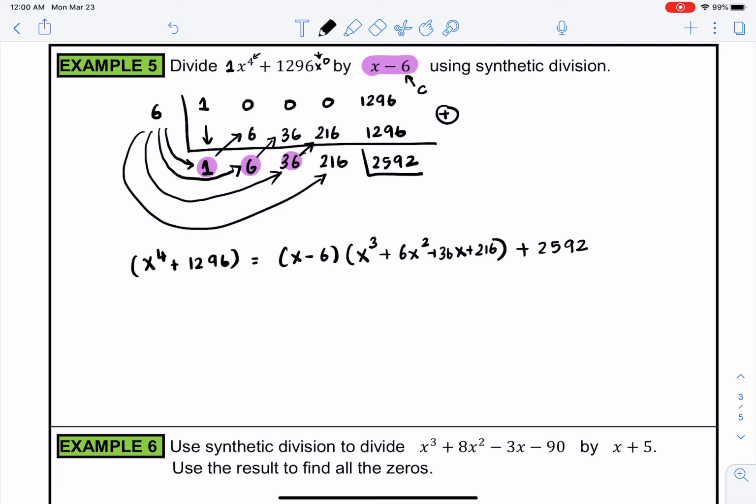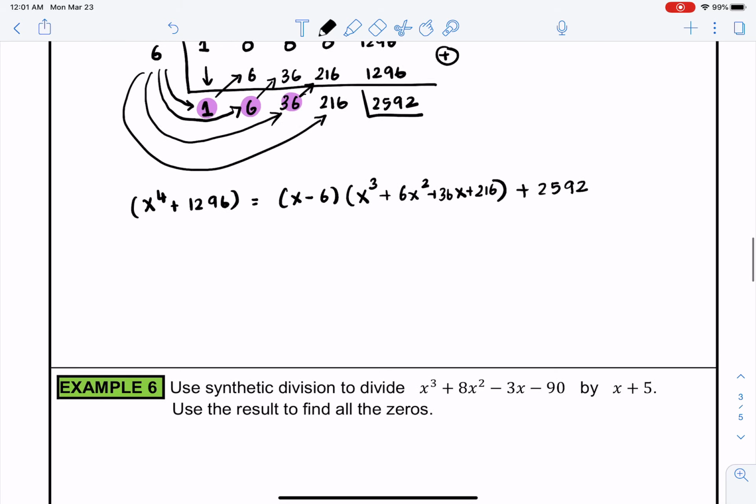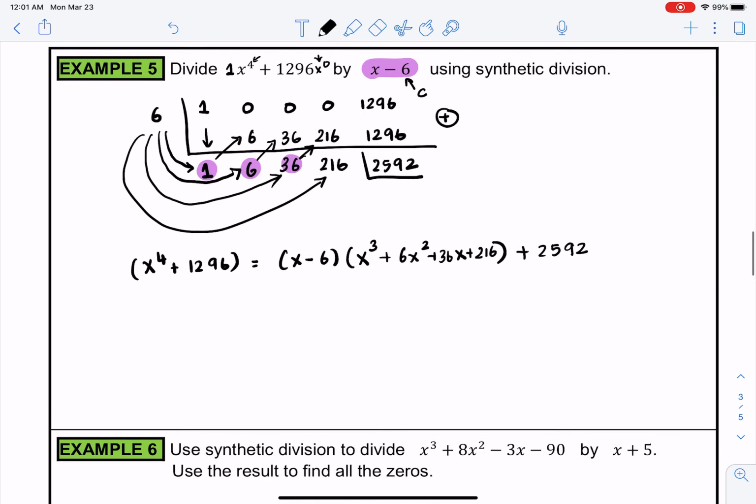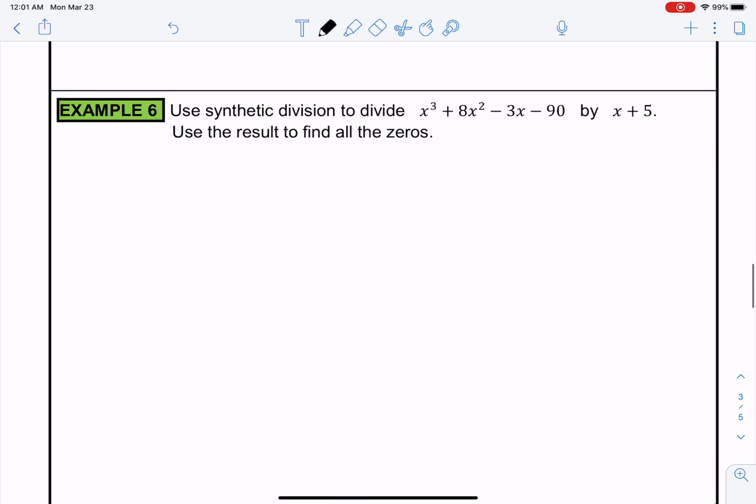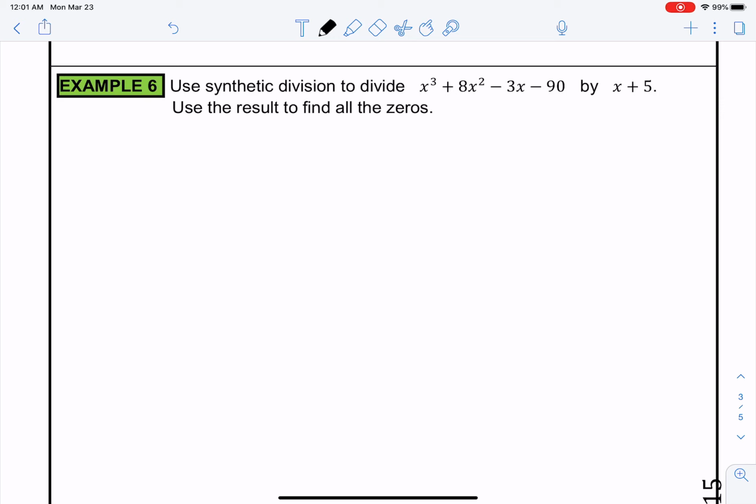So we could always FOIL this back in and see if terms go away. They should cancel each other, and things should just disappear, and you can try that at home. So what we have now is x cubed plus 8x squared minus 3x minus 90.